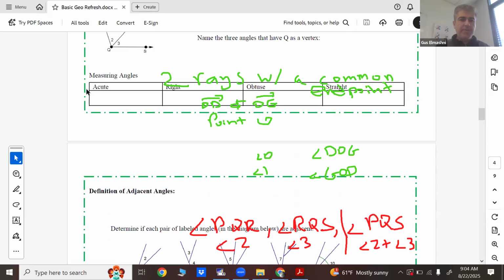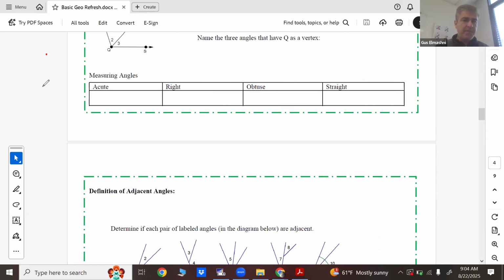So acute is less than 90 degrees. Right is 90 degrees. Straight is 180 degrees. Obtuse, greater.